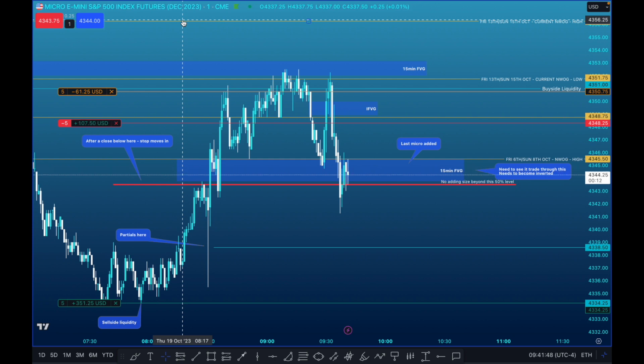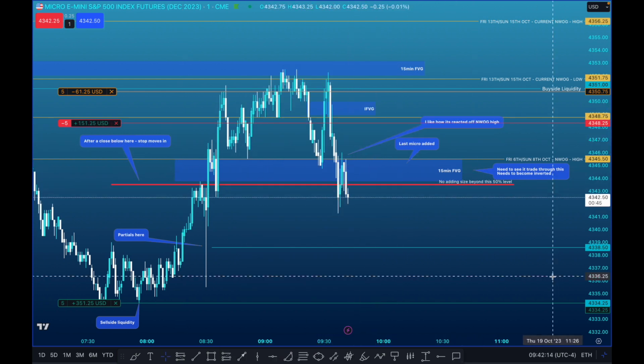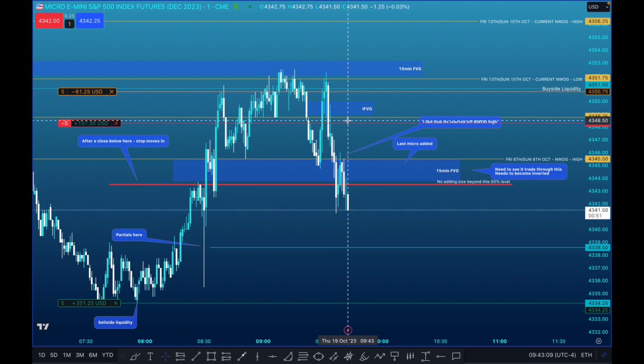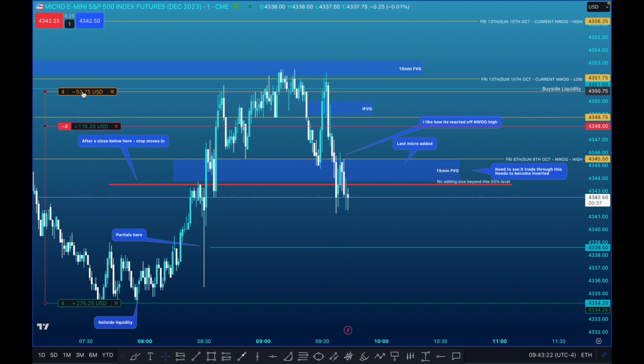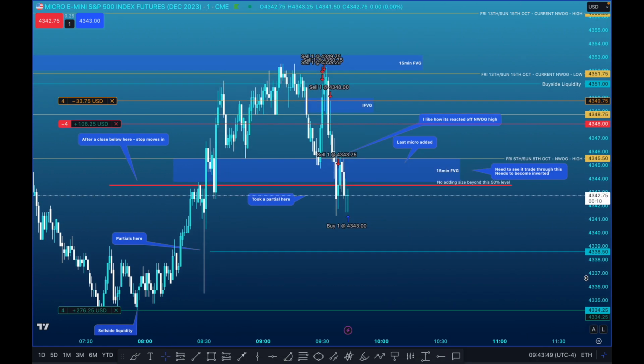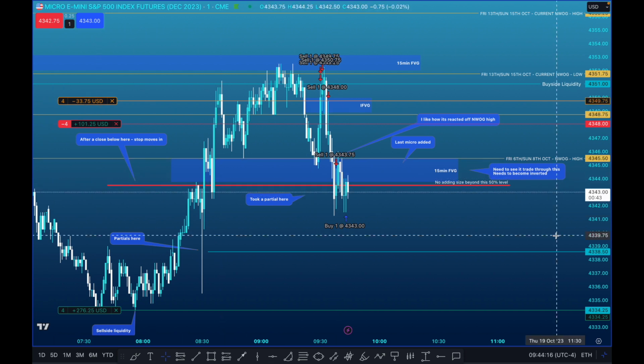And I can see we're just sort of fluctuating in that 15-minute fair value gap, and I like how it's reacted off the new week open gap high. So far so good. I'm not really concerned about anything up to this point. And I can see now we're starting to trade a bit lower. I took that one contract off there because I wanted to see a bit of aggression in there.